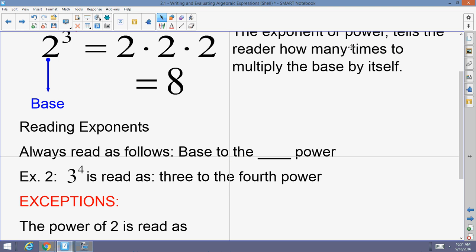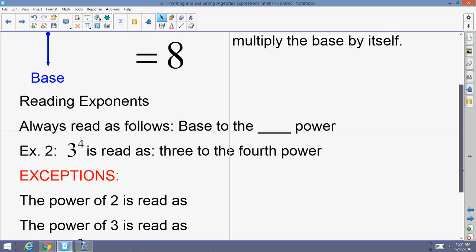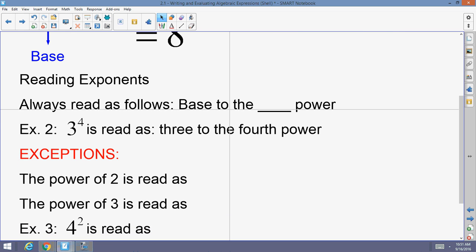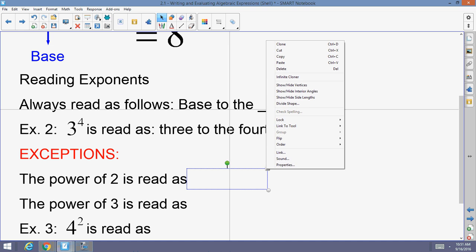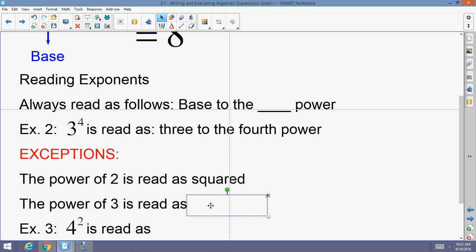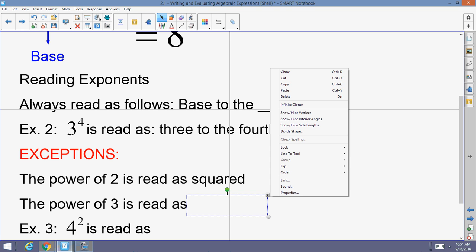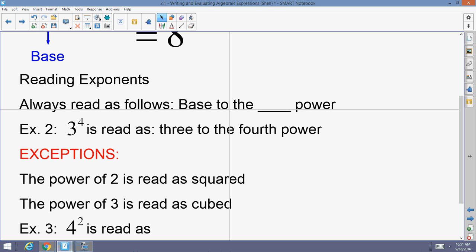3 to the 4th power. Yes, thank you. Now, the power of 2 and the power of 3 have a special name. I'm sure you guys have heard it before. Do you guys remember what is a power of 2? Squared. Very good, gentlemen. And what is a power of 3? Cubed. Excellent, gentlemen. You guys rule. So 4 to a power of 2 would be read as 4 squared.